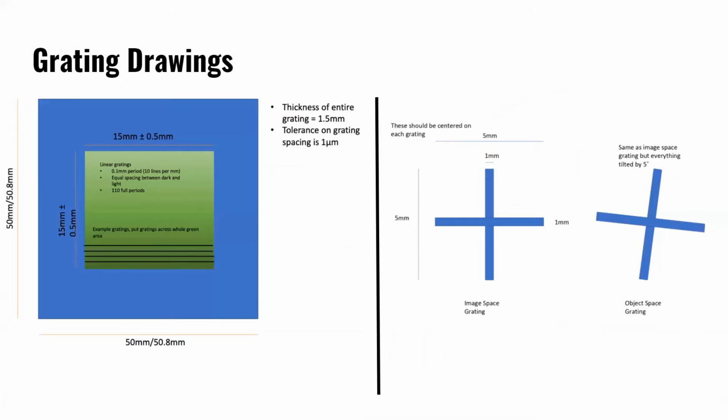This is the design of our transmission gratings that were custom made by Photoplot. They have an active area of 15 millimeters by 15 millimeters to overfill the lens, and they have a pitch of 0.1 millimeters. If you look to the right, you will see the image space grading first, and then the object space grading to the far right, which is tilted.